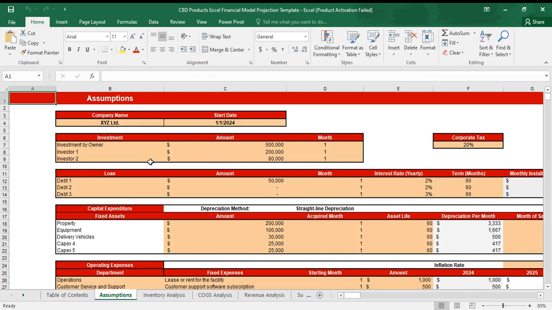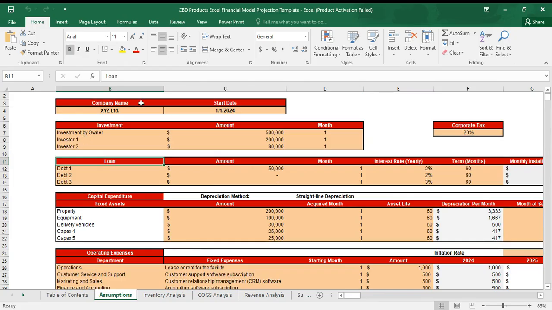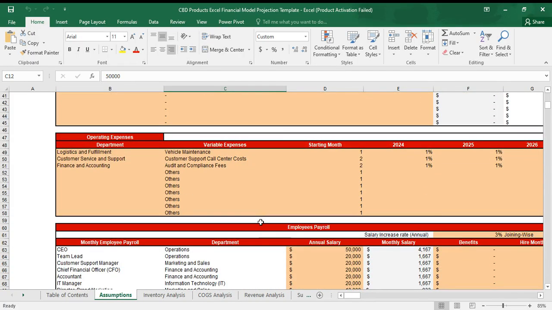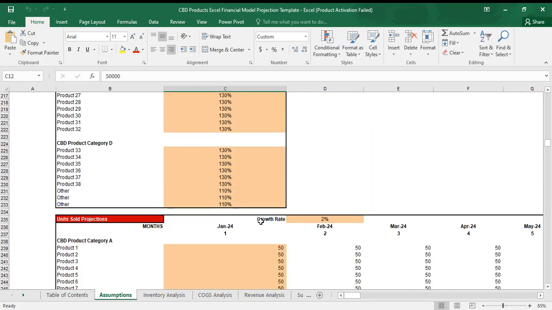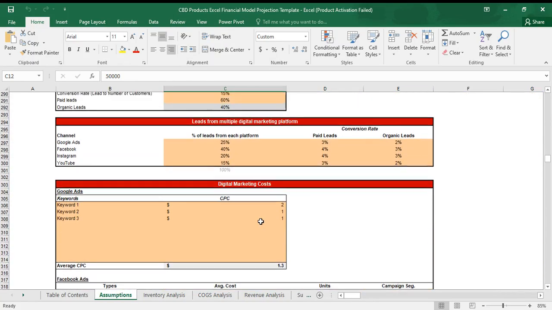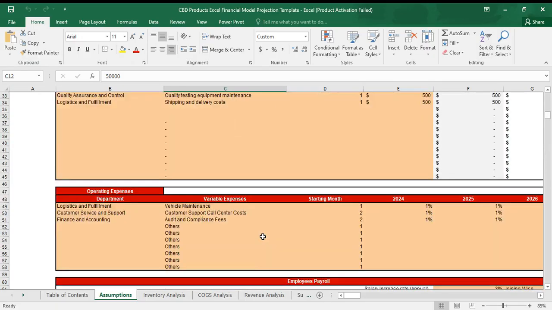First, we are going to review the assumptions sheet. Here we have all the major assumptions related to a CBD product store business. These include your financing assumptions, equity and loan. We have capital expenditure, operating expenditure assumptions. We have revenue and cost of goods sold assumptions. We have payroll assumptions, working capital assumptions, marketing budget assumptions, and so on.